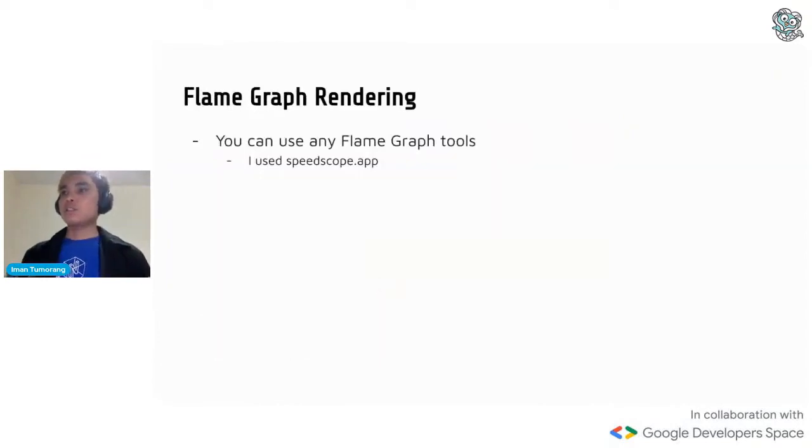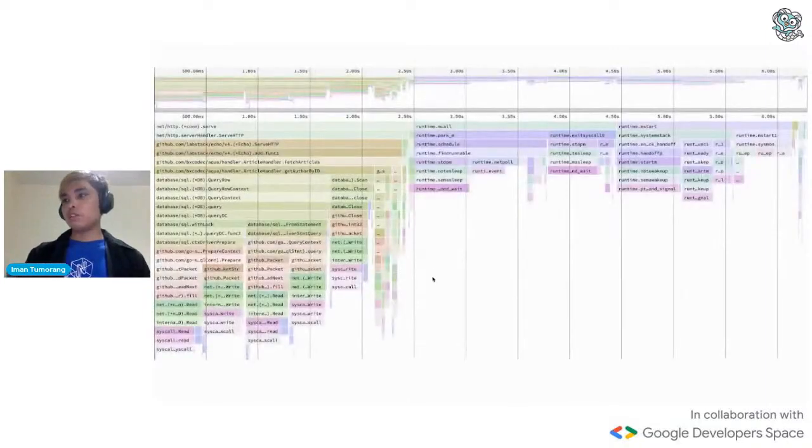The next thing is using flame graph rendering. Aside from using pprof, you can also use flame graph tools. For this session, I will use the Speedscope app. Maybe in production, you guys are also familiar with it. Like in Datadog, there already is this feature. But for this presentation, I will use Speedscope.